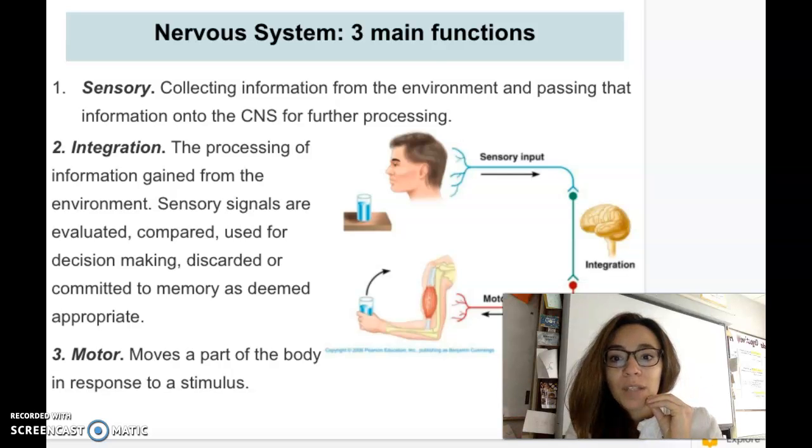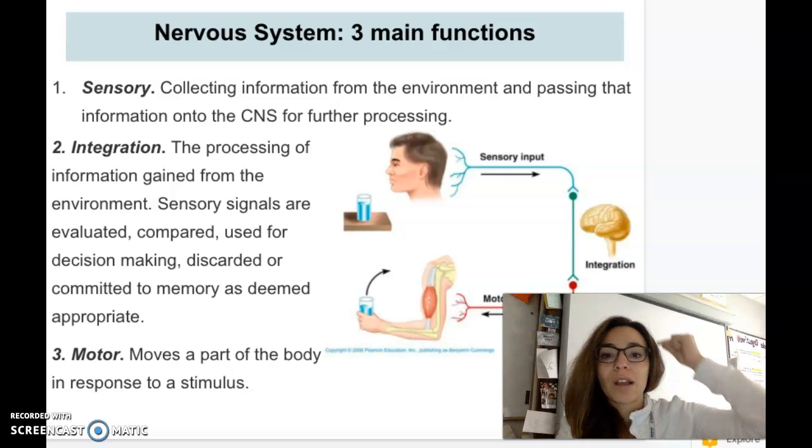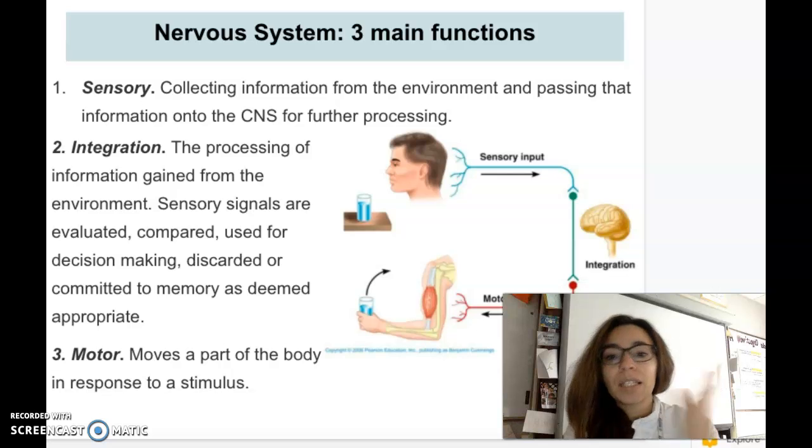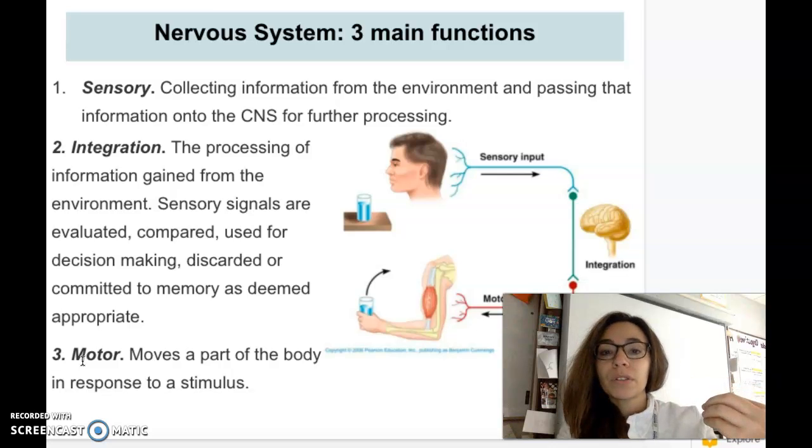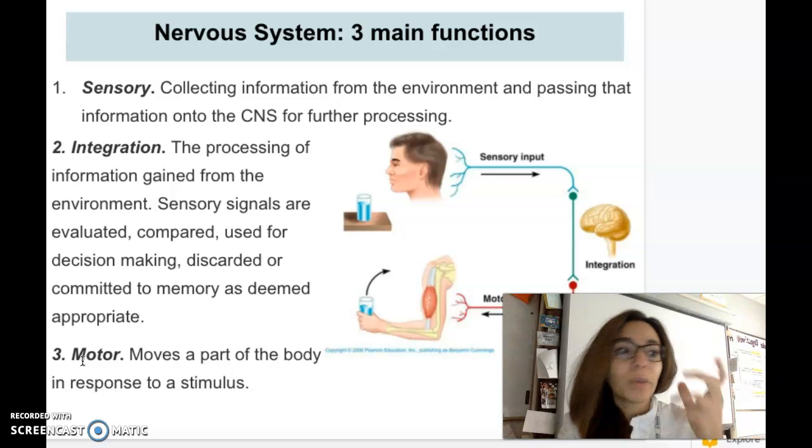Integration is the processing center. So that's like the brain, right? That's how we're making decisions. We're evaluating, comparing things to memories or things we've seen in the past, and then discarding unnecessary information or committing things to memory that we found significant. And then the motor response is when the brain tells the muscles to do some sort of function, to pick up a glass of water, to run, to speak, right? Those are the three main functions.